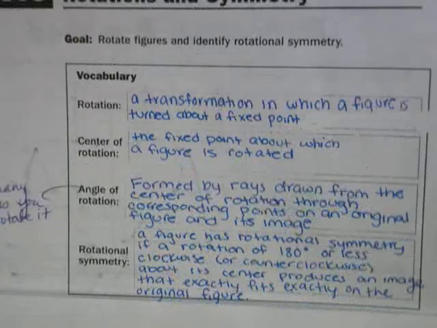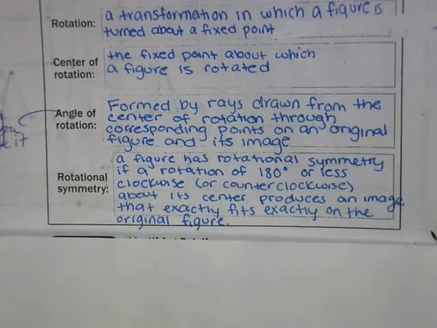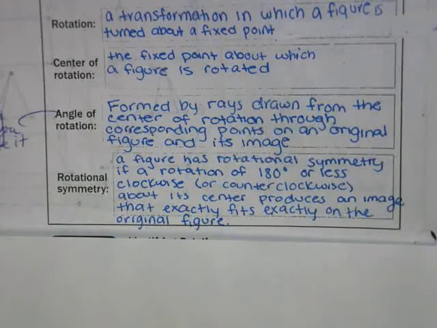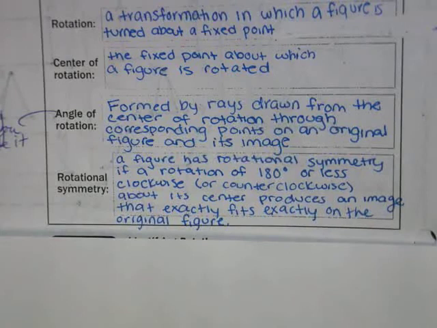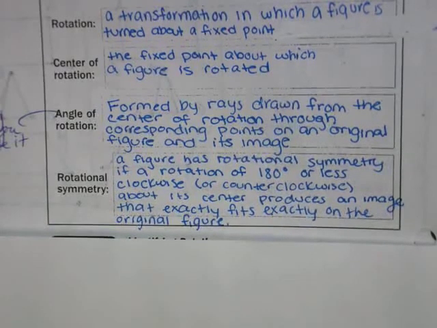And rotational symmetry. What that means is that we have a figure, and it has rotational symmetry if a rotation of 180 or less, clockwise or counterclockwise, it can go in both directions, about its center produces an image that fits exactly on the original one. So I can turn that figure somehow, and then put it onto the original, and it's going to match it perfectly. And that's when something has rotational symmetry.